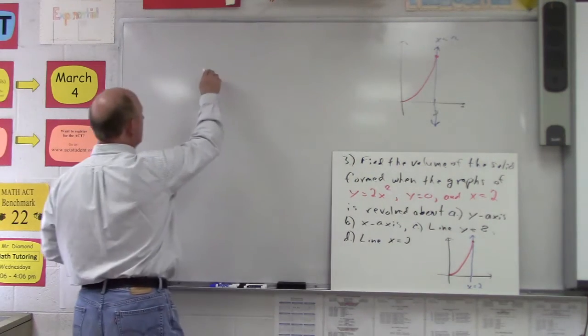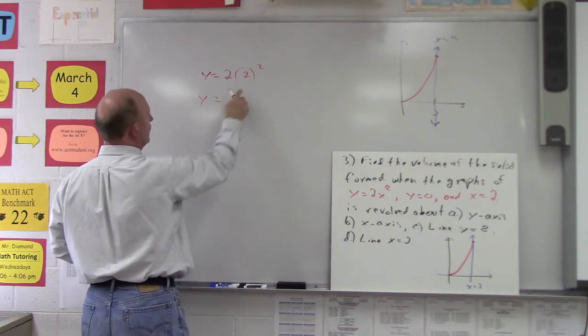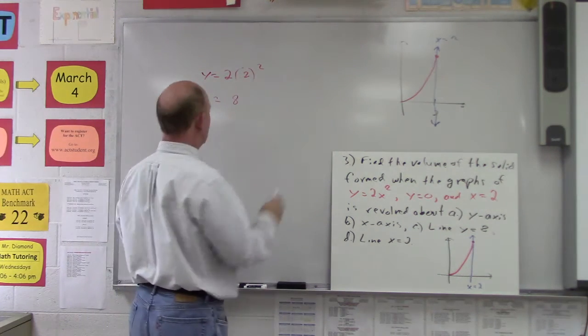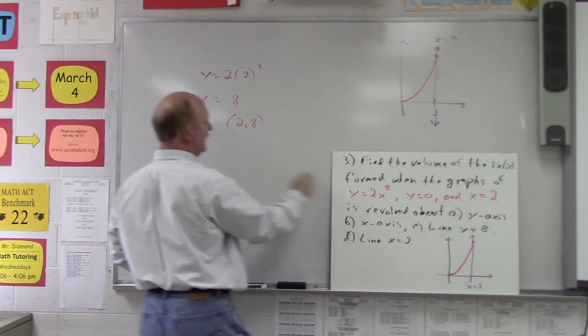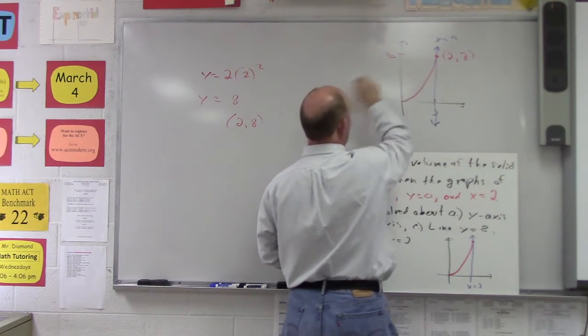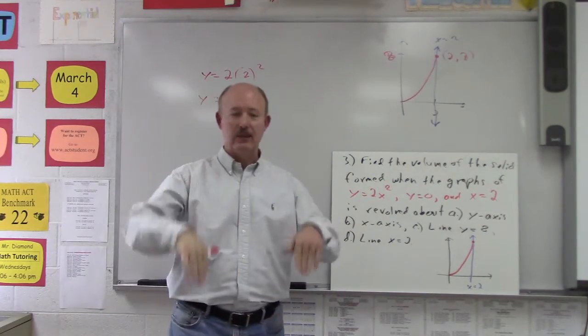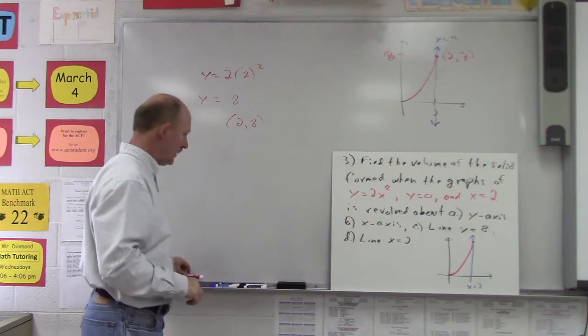So to get y, it will be y equals 2 times 2 squared. So 4 times 2 would be 8, so y is 8, so you talk about the point (2, 8). So this point right here is the point (2, 8), and the y value here is 8. If I have to revolve about the y-axis, that's going to become important now.